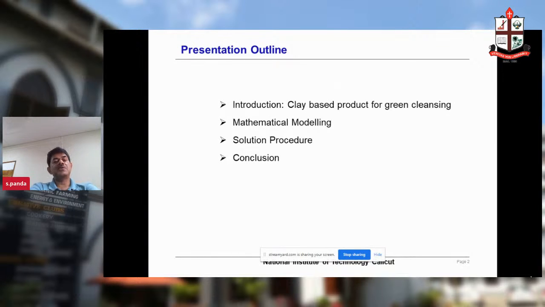For the presentation outline, I will first introduce what the problem is. It is a problem we are working on with a company, which makes a clay-based product for green cleansing. There are many sanitizers, and this one is purely from the soil, a very natural, green product, and I will show how you can use it for your cleansing purposes. Then, how you can mathematically model such a phenomenon, like how bacteria are killed and how you are actually disinfecting.